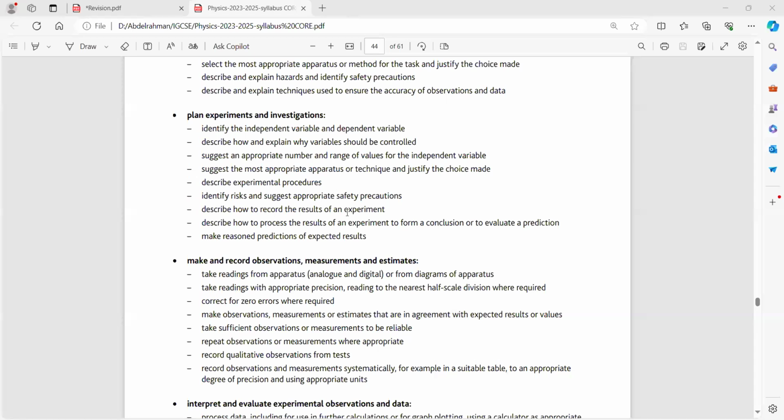How to record, okay? How can I record the results? I usually record the results in a table, and that's why most of the questions, and again, I'm saying most of the questions, not all of the questions, related to the planning and experiment, tell you to write down a suitable table.